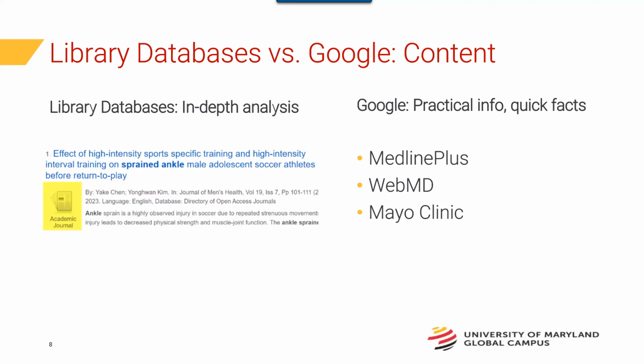Here's an example of what I mean by in-depth analysis versus quick practical info. If you want in-depth scholarly medical studies about sprained ankles, search the library databases. But if you've got a sprained ankle, you're going to consult a health professional, and you can supplement their info with trusted medical websites found via Google.